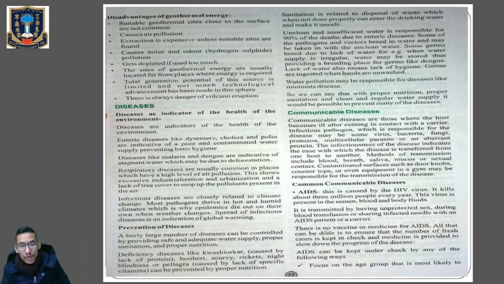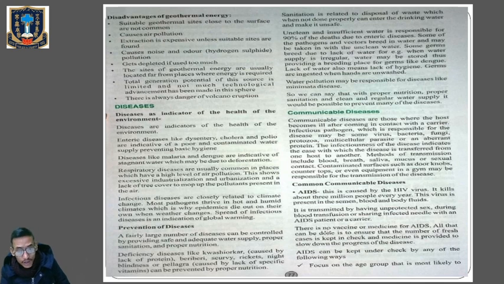Most pathogens thrive in hot and humid climates, which is why epidemics die on their own when weather changes. The spread of infectious disease is also an indication of global warming. So diseases indicate the health of our environment, of our surroundings, where we used to live. Now, prevention of diseases: how to prevent diseases.